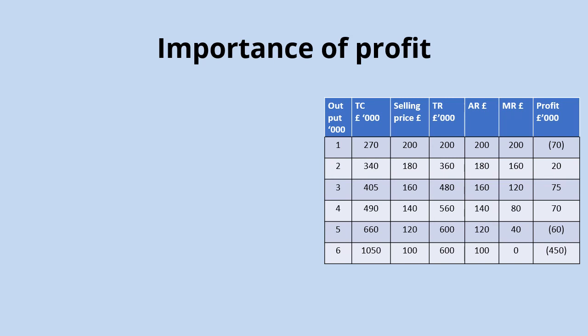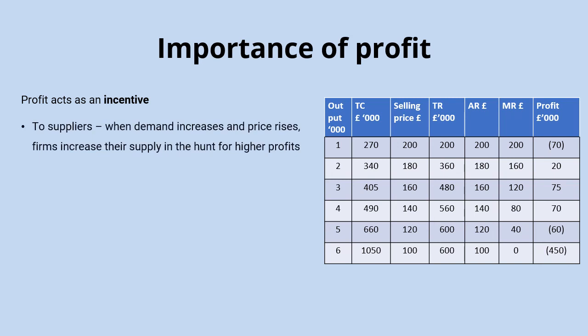So profit is really crucial to the functioning of a market economy because it acts as an incentive, and particularly to suppliers. When demand increases in a market economy and price rises, firms increase their supply, and it leads to an extension along that supply curve because they're hunting for those higher profits. It also provides a reward for enterprise, and it encourages innovation and risk taking. So without the incentive of profit, you wouldn't have entrepreneurs taking risks, asking for loans and trying to grow their business, which is a really, really important part of our economic systems.